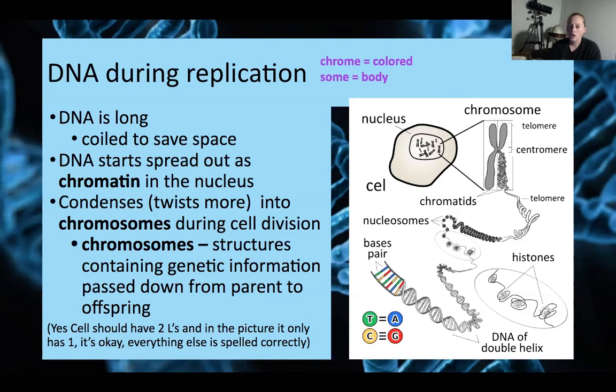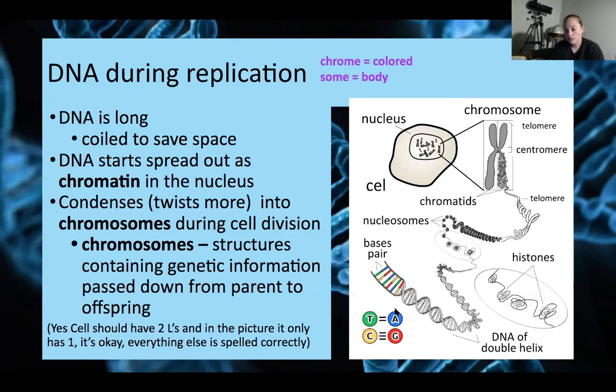DNA is very long, and it needs to be coiled up in order to save space. And you'll notice this when you build your model, that as you twist it, it's going to shrink down, and that helps the DNA to fit inside of a cell. There's about 2 meters of DNA inside of a single human cell, and enough DNA in your whole body to span the solar system twice. Okay, it's a lot of DNA, and it needs to have somewhere to go.